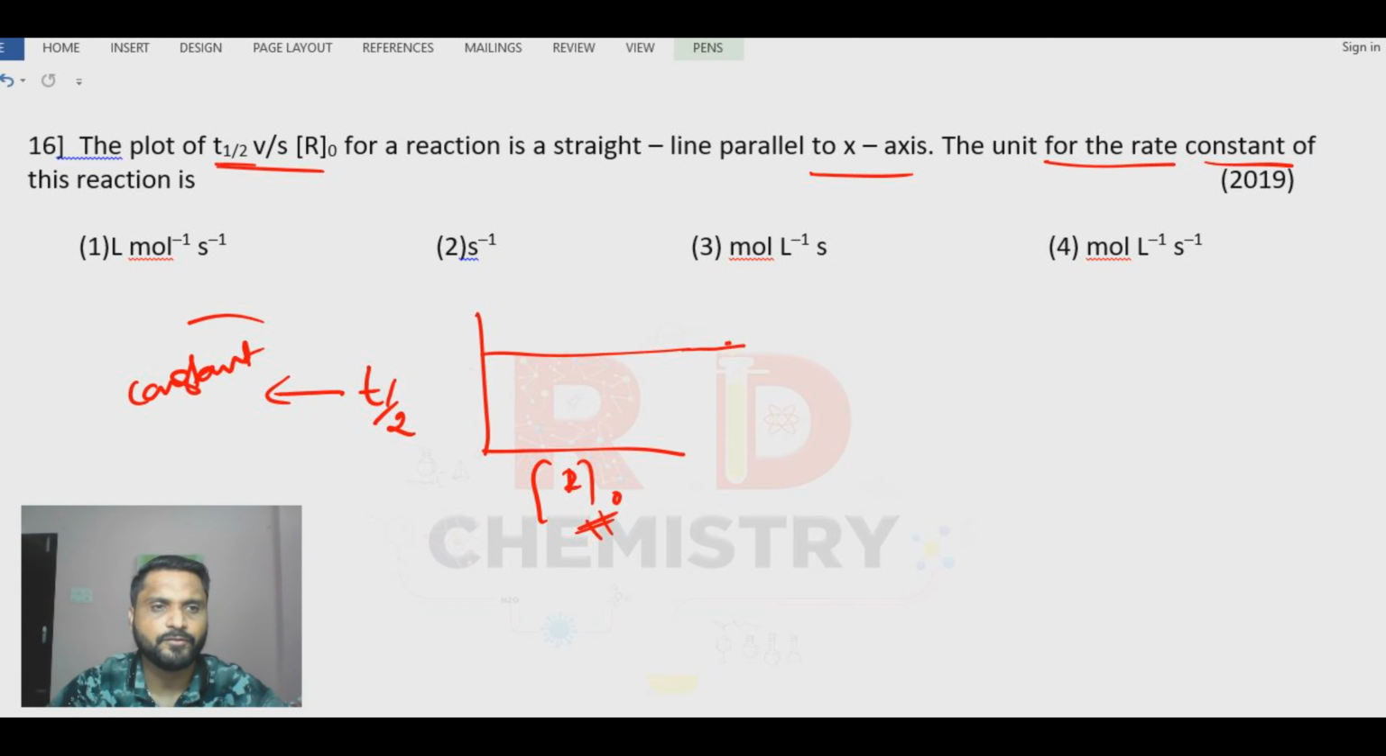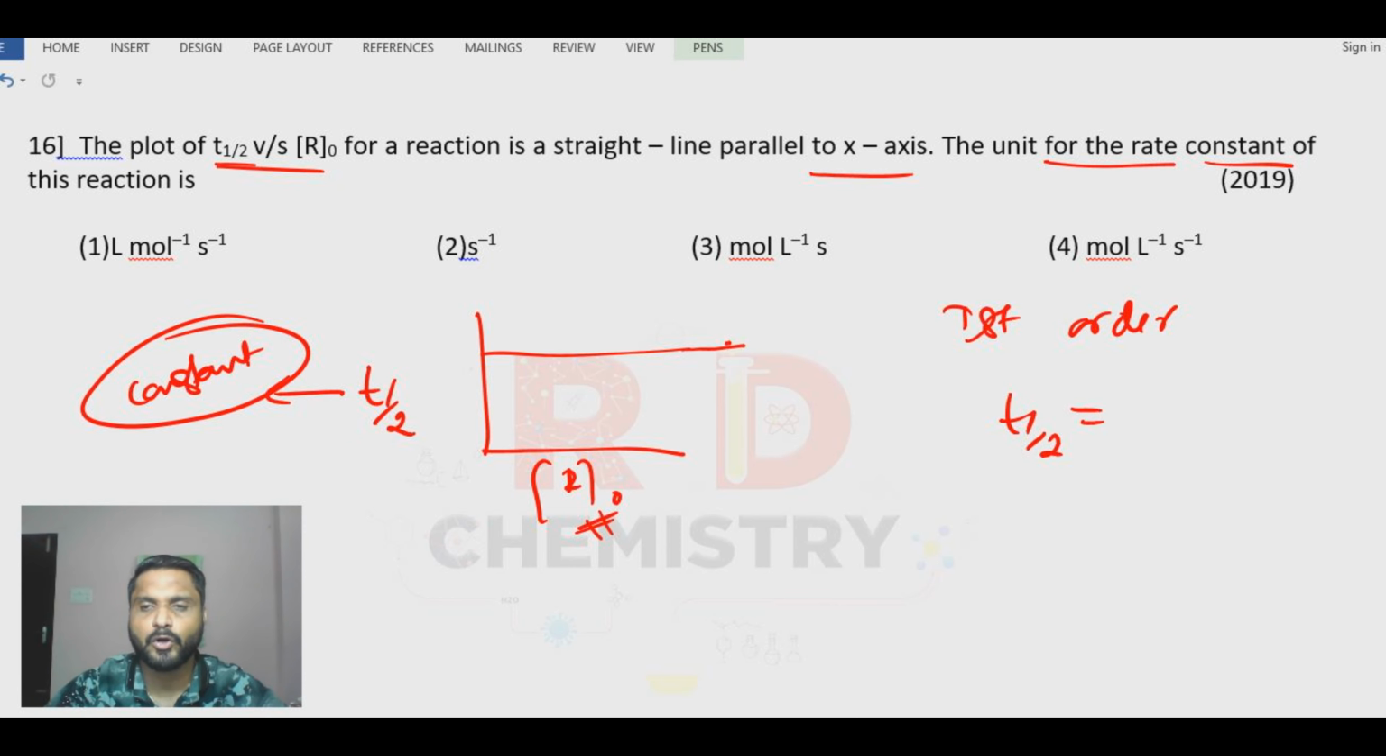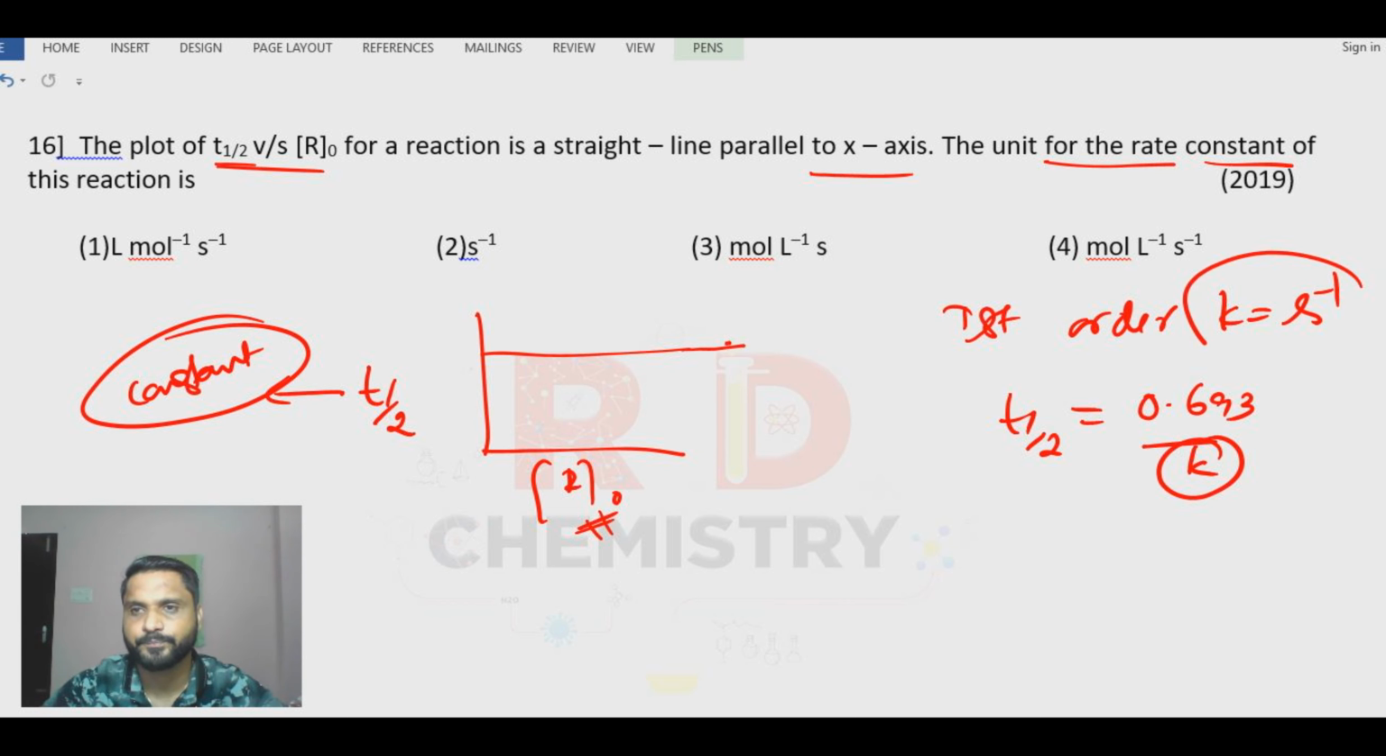Now, half-life is always a constant for a first order reaction. Remember, for first order reaction, T half is equal to 0.693 divided by K. K is a constant for a given reaction, so it is independent of the initial concentration. So it is for first order reaction, and the unit of rate constant K is second inverse. So the answer is option number 2 here.